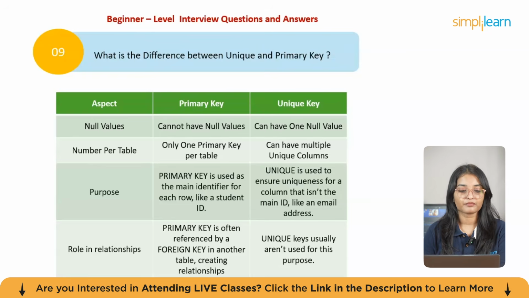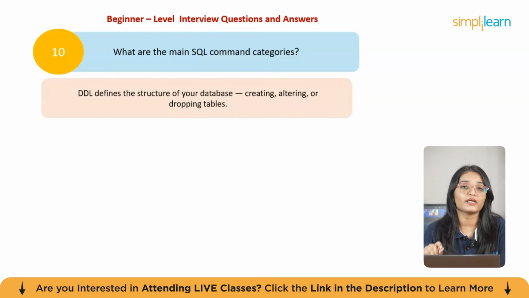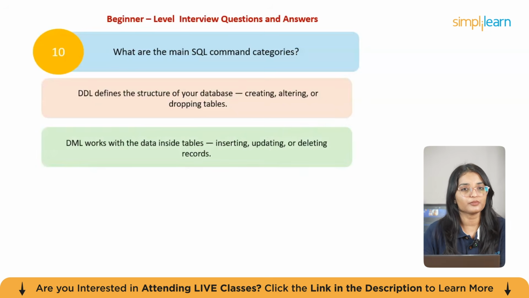for this purpose. Next question is, what are the main SQL command categories? The answer is, first, let's break down SQL commands into four main types. The first one is DDL, which defines the structure of your database, creating, altering, or dropping tables. Think of it as building the framework of a house. Next one is DML, Data Manipulation Language, which works with the data inside the tables, inserting, updating, or deleting records. This is like arranging furniture inside your house.